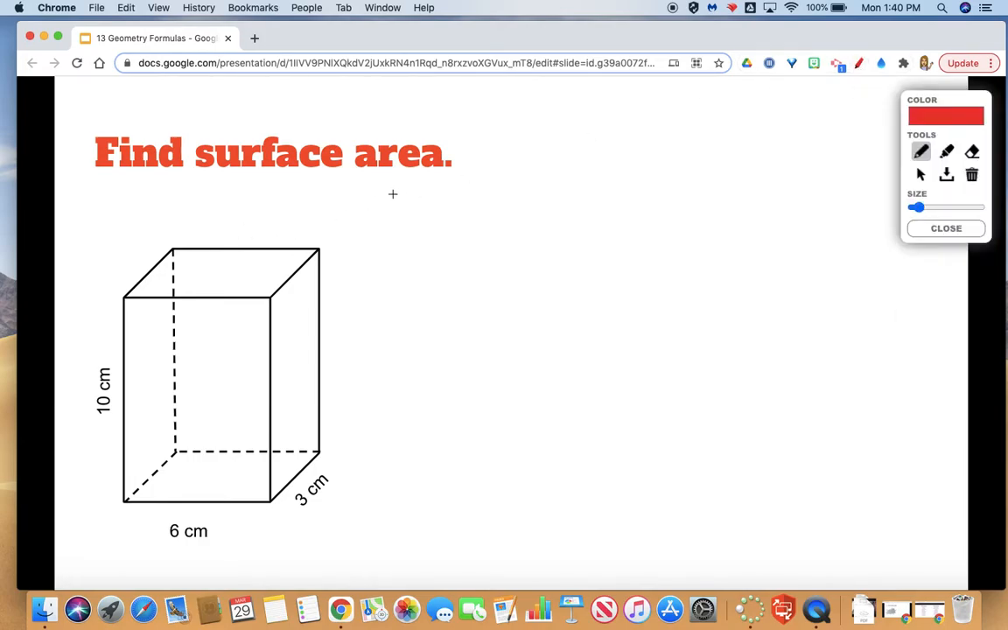I'm going to use the formula, which, just a reminder, was perimeter of the base times height plus 2 times area of the base. Pause now to try it. Press play when you're ready to hear me go through the answer.